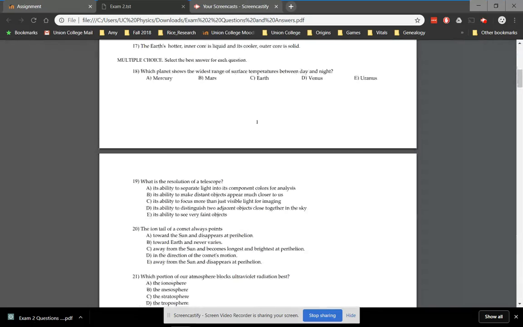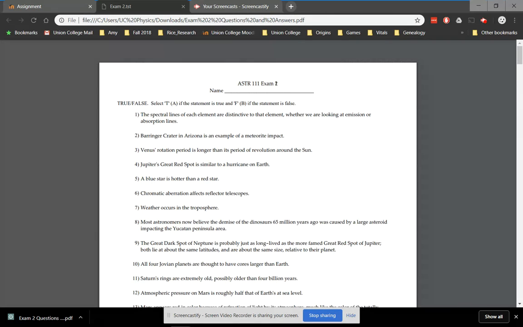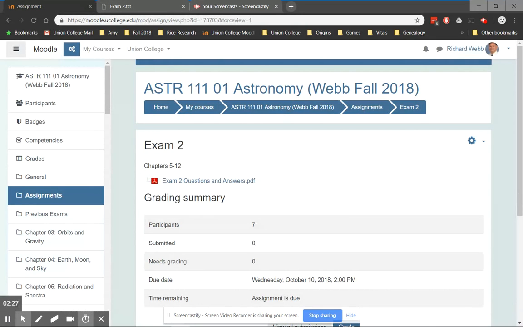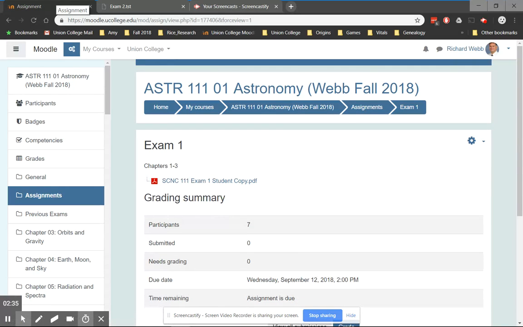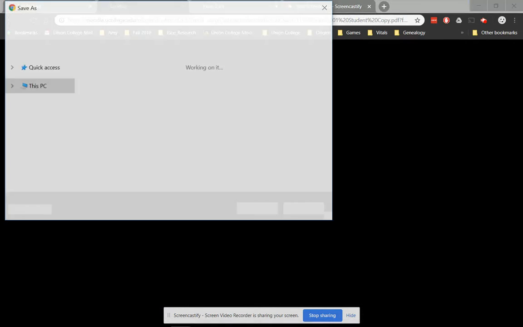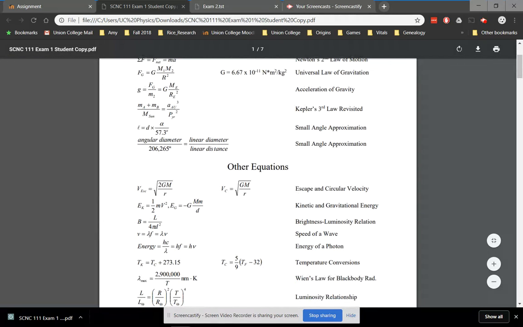Oh, no. It doesn't have the equation sheet on this. It's just the questions. What was that? From previous year? Yeah, it's a good call. Might have it. Okay, the student copy has to have the equation sheet. Next step, if it didn't, would be what you said. But the student copy has to have the equation sheet because I give you the equation sheet.